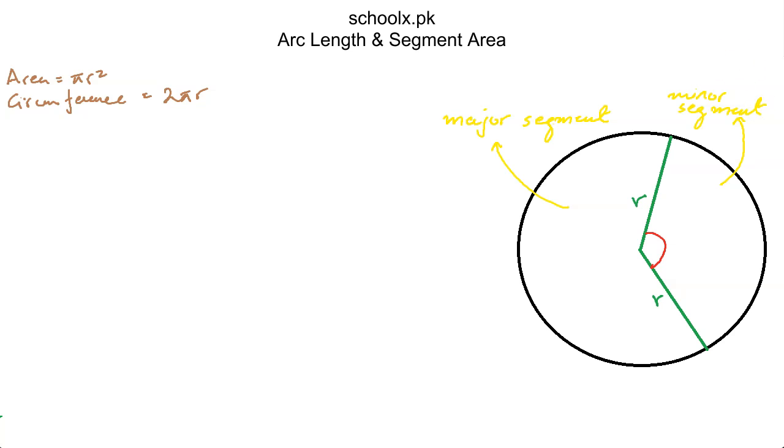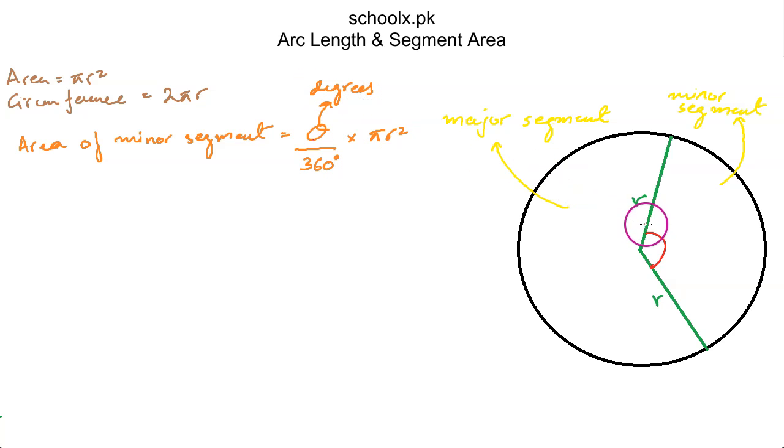Now in your Cambridge O-levels, you must have come across this formula for finding the area of the minor segment. Area of minor segment is theta over 360 degrees into pi r square. This formula is applicable only when this angle theta is in degrees. So I have taken the angle which was inside the minor segment.